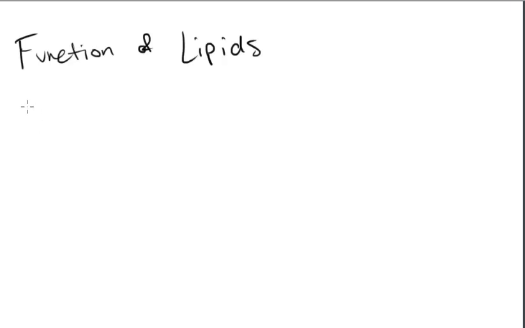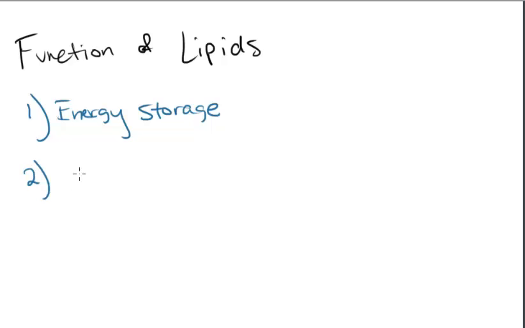Let's talk function of lipids. Lipids serve many functions, but there are 3 that you certainly need to know for both exams. The first is energy storage. This is very important. We have to have a diet consisting of lipids for this very reason. It gives us energy to perform various activities throughout the day.